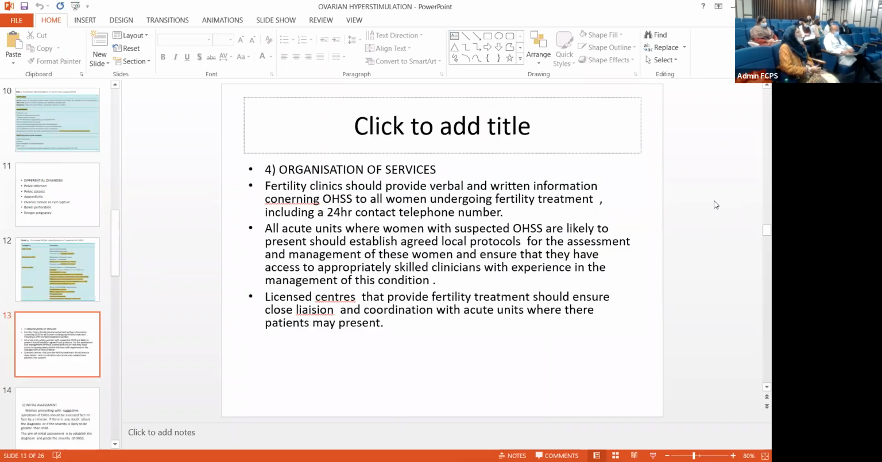Organization of services. The fertility clinics should provide verbal and written information concerning OHSS to all the women undergoing fertility treatment, including a 24-hour contact telephone number. All the acute units where women suspected of OHSS are likely to present should establish local protocols for the assessment and management of these women and ensure that they have access to appropriately skilled clinicians with experience in the management of this condition. Licensed centers that provide fertility treatment should ensure close liaison and coordination with acute units where their patients may present.